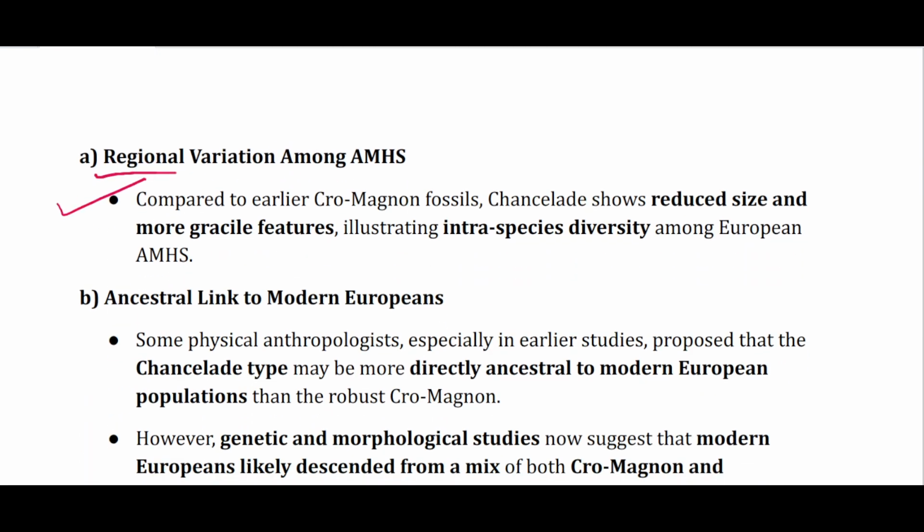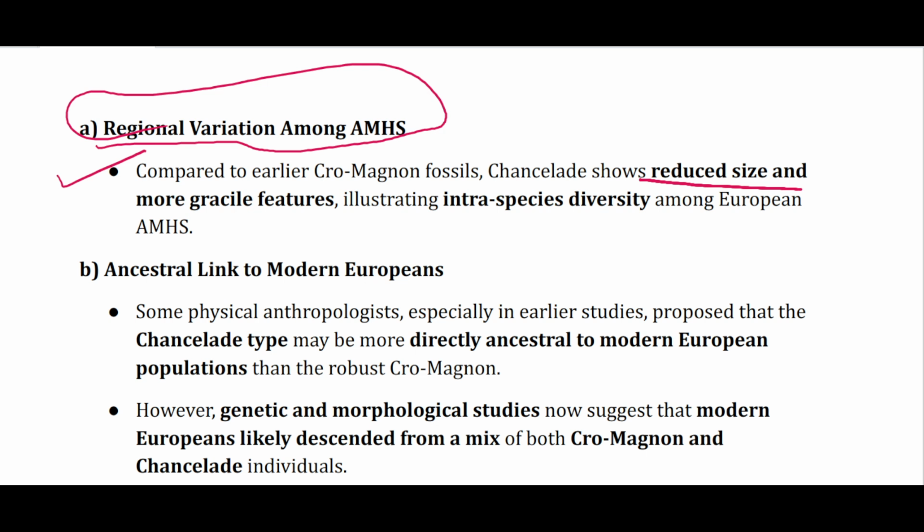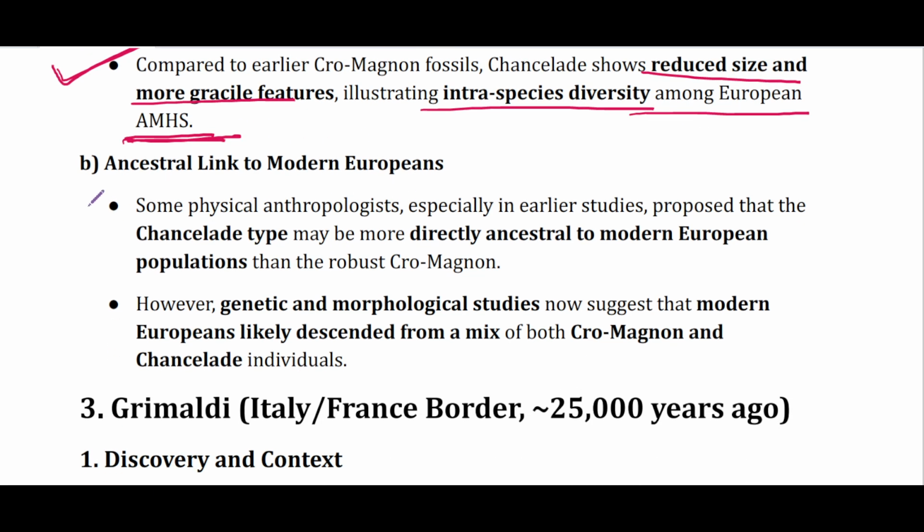So first, Sanchalid, it can be considered regional variation among AMHs. So because of its reduced size and more gracile feature, it illustrates intra-species diversity among European AMHs, or even the intra-species diversity among the various waves, various species that moved out of Africa, whichever way you say it.